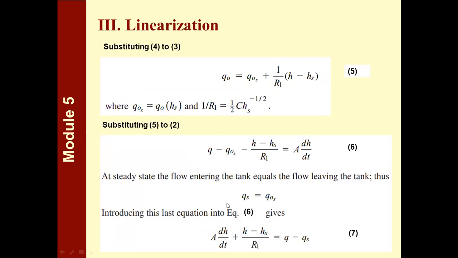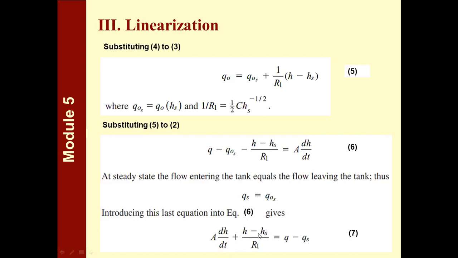But then we know that at steady state, the volumetric flow rate through the linear resistance, which is your Q sub OS, is equal to the volumetric flow rate to the tank because it's at steady state. So whatever comes in, comes out. So you change the Q sub OS here to Q sub S. So your equation 6 becomes this, which I think you know already what's the next step.